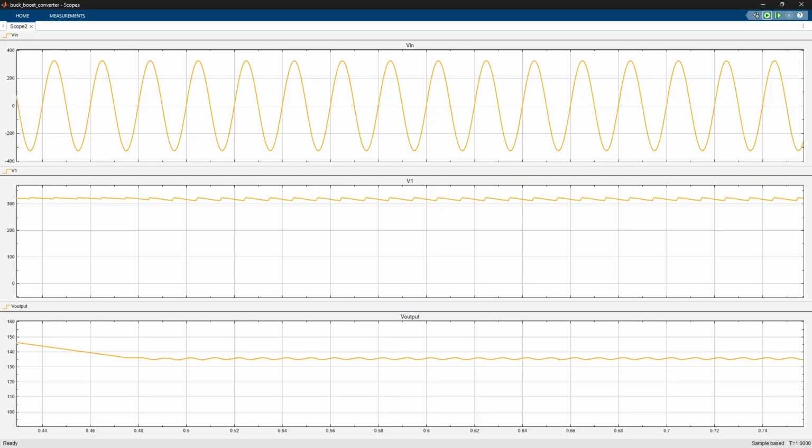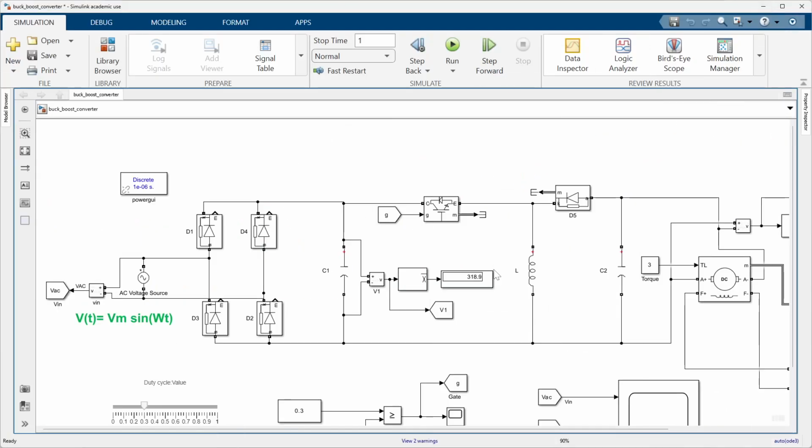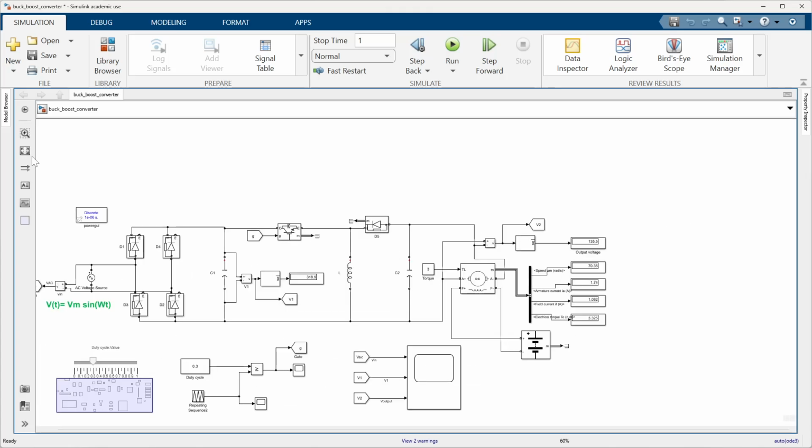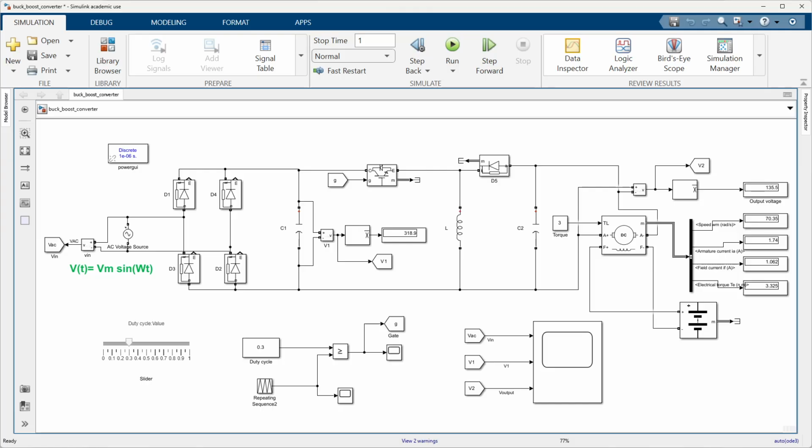These are some of the important things. Now let's see what the results are at the motor side. On the motor side, the speed is currently 70.35. Then the DC-link voltage V1 is 318.9. The output voltage is 135.